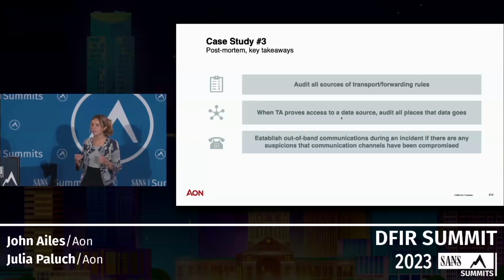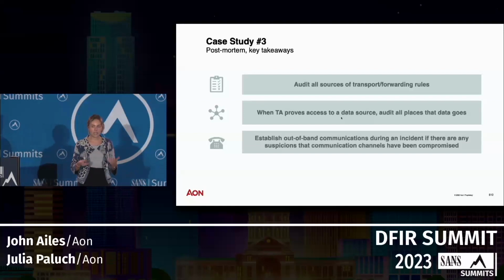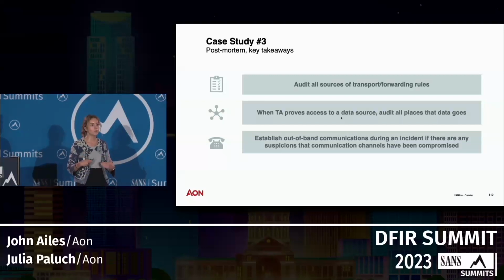All right, so what are some key takeaways from this? Well, first of all, make sure you audit all sources of transport and forwarding rules. Microsoft 365 is not the only place where you can implement forwarding rules, and neither is the Proofpoint spam filter admin console. There are other places where you can implement forwarding rules, and it's up to you to understand the stack that you're using to implement email security.